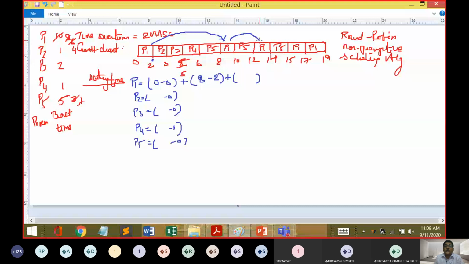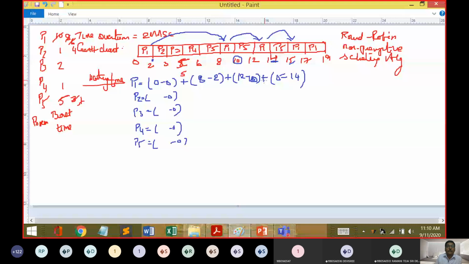So we subtract 10 here and put 12 here. Subtract 10 and 12, followed by P1 getting a chance again here. P1 ended at 14, so we subtract that. Again P1 got the opportunity at 15, so we take 15. That is how we compute the intervals for P1.